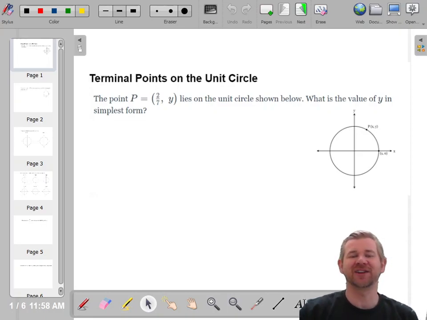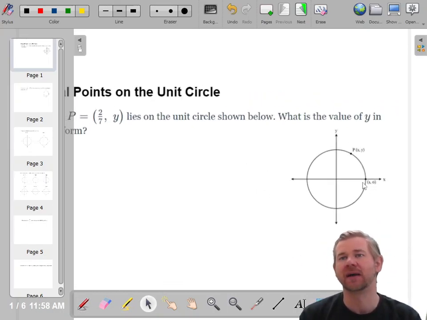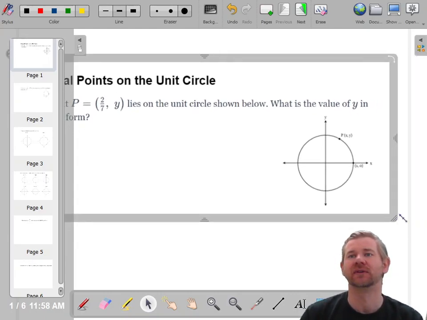Hello everyone, let's start talking about some terminal points. We're going to introduce some unit circle concepts. So the first thing that we're going to talk about is, when I say a unit circle, what I mean is a circle whose radius is 1 unit. You can see if you zoom in closely here, it's labeled right there 1 comma 0. That means that the radius of that circle is 1.